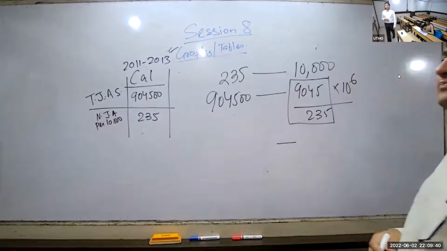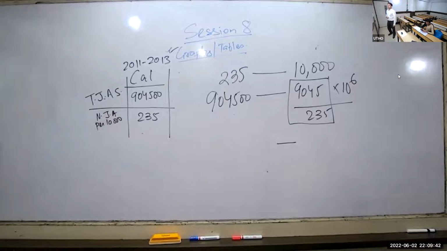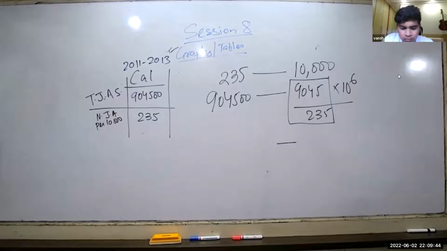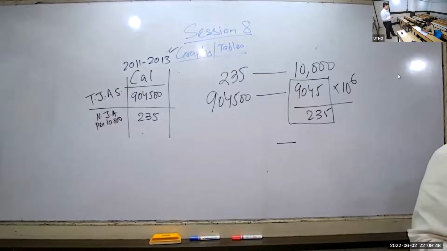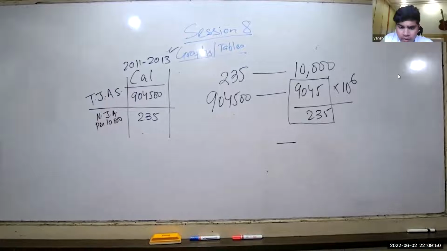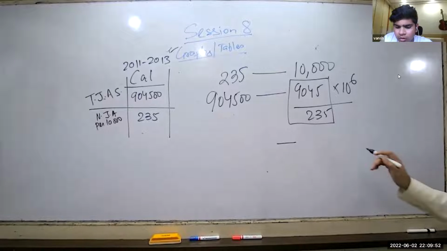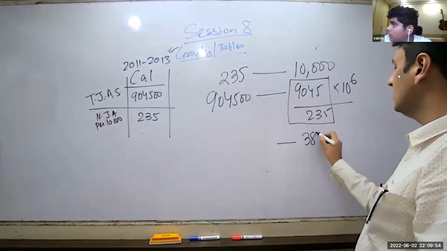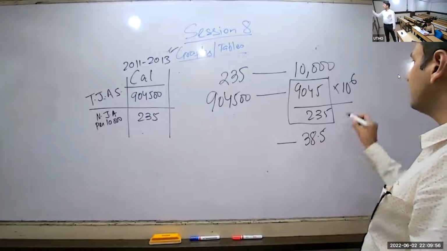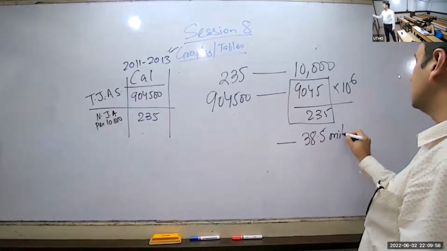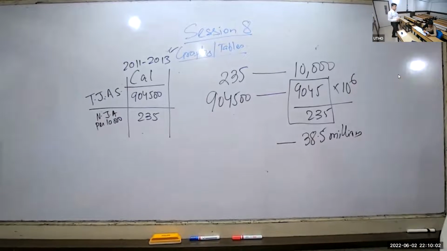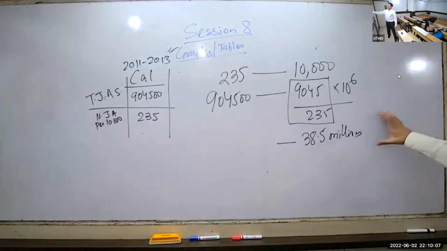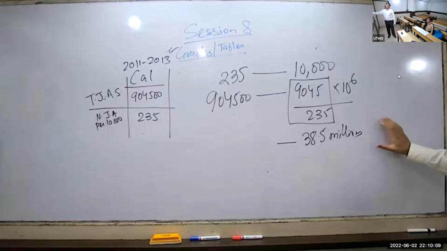9045 divided by 235. This is something like, I guess, 38.5. So answer is 38.5 times 10 to the power 6, millions. देख लो कौन सा option है, that is the answer. कौन सा option है? C. So this is how you find the population of California.